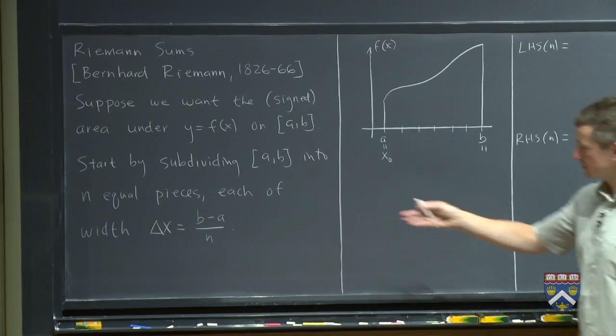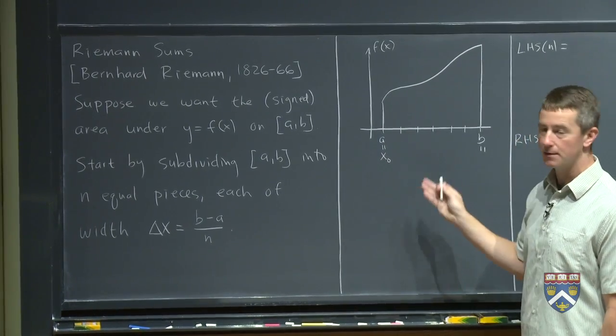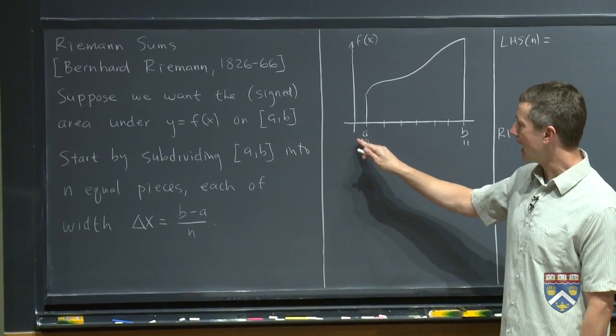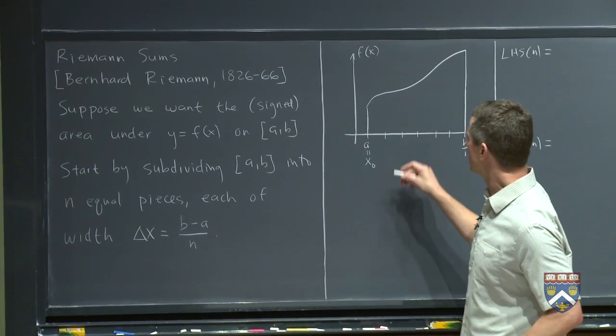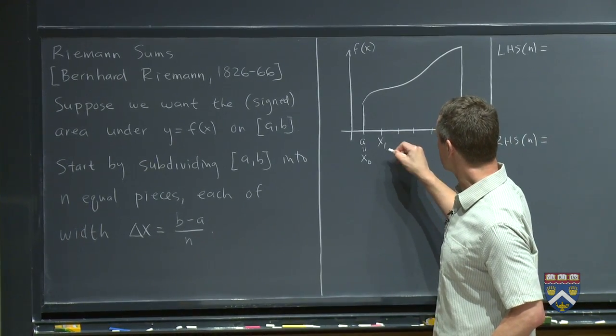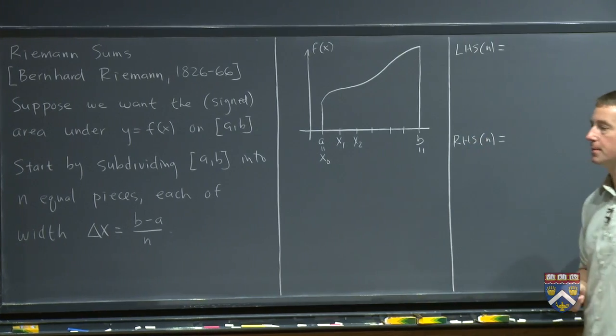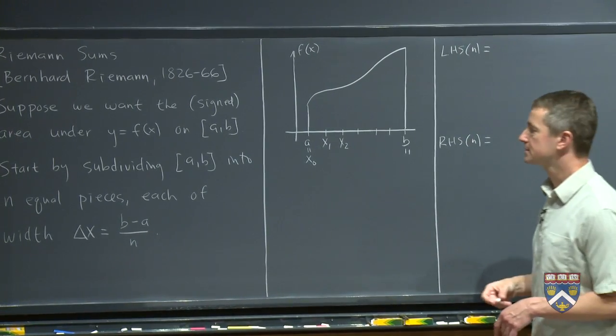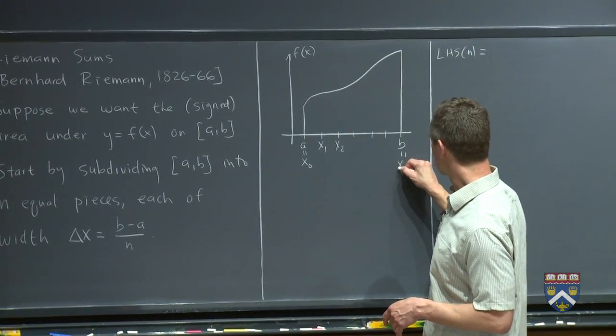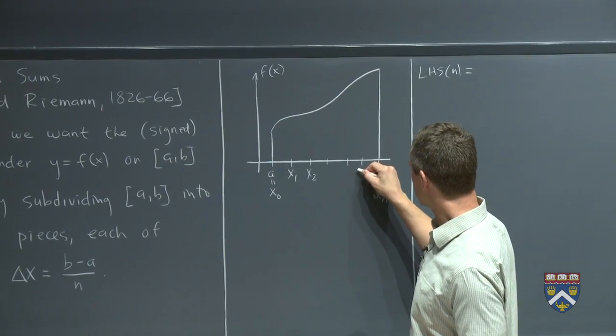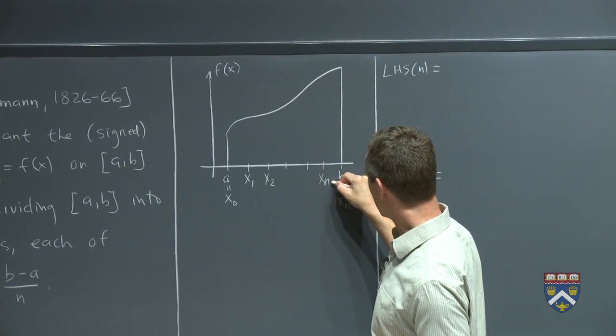And we're going to chop it up into these n pieces, and we're going to label the pieces. So the starting point A is called x sub 0. And then this one will be x1, x2, and so forth. So what should this last one be? This last one should be xn. And the one before it should be xn minus 1.